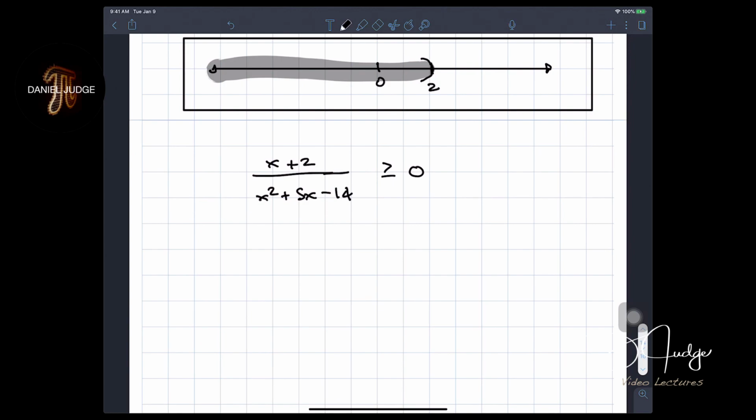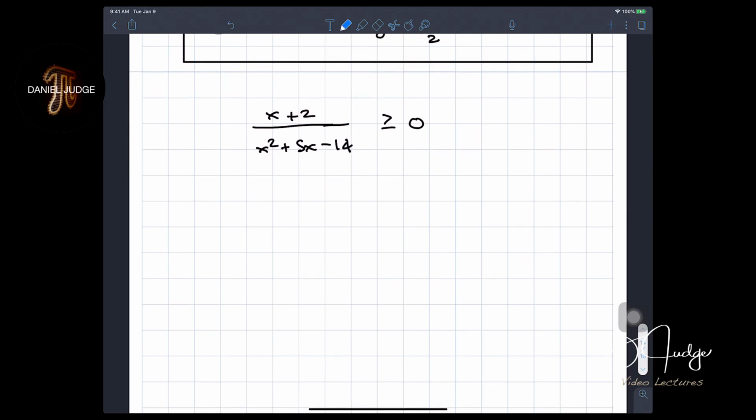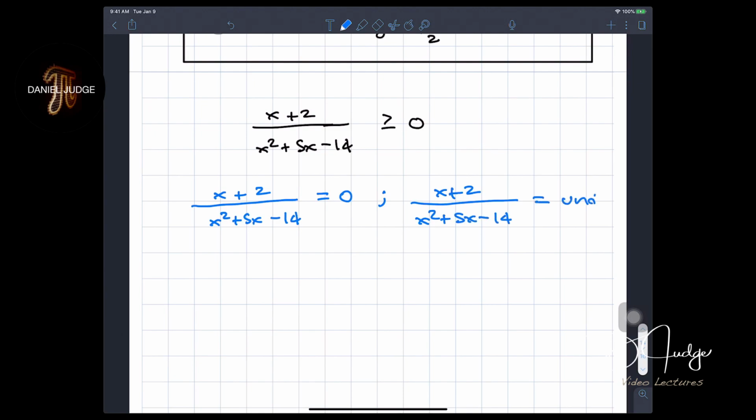All right, this is going to be interesting here, ladies and gentlemen. So remember what we're using here. Let's write this down. We want to know where this fraction equals 0, or where the fraction is undefined.